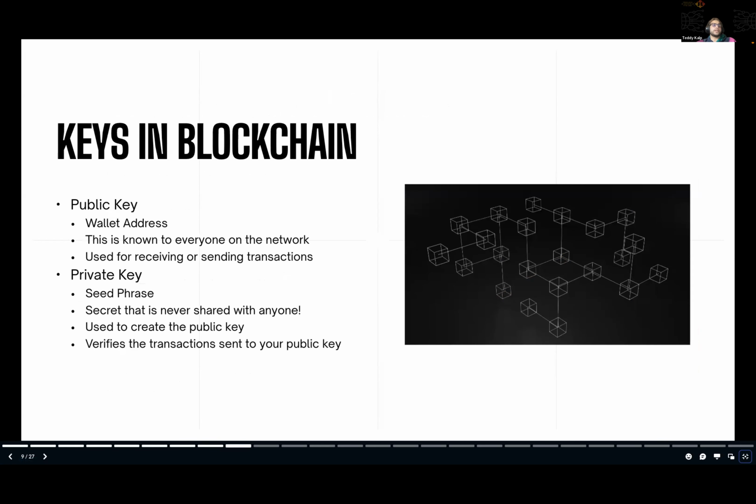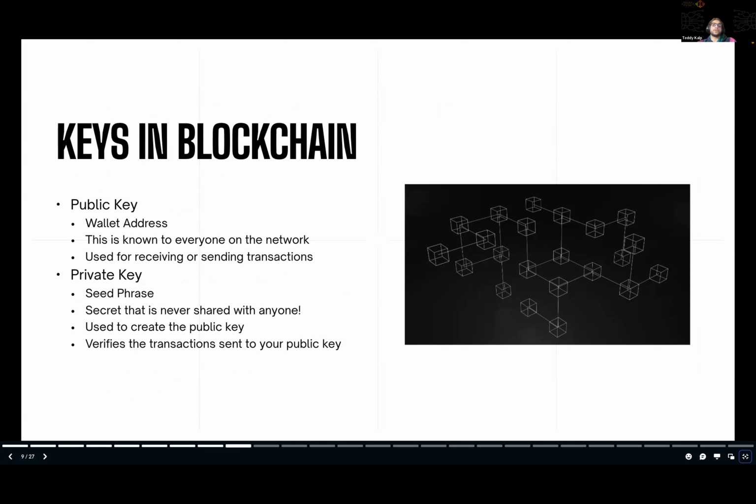So how do these keys work with blockchain? Imagine that the public key is something like your wallet address. Everybody knows your wallet address because they have to send your transactions to some address, so that can be known as your public key. For your private key, imagine that to be your seed phrase.